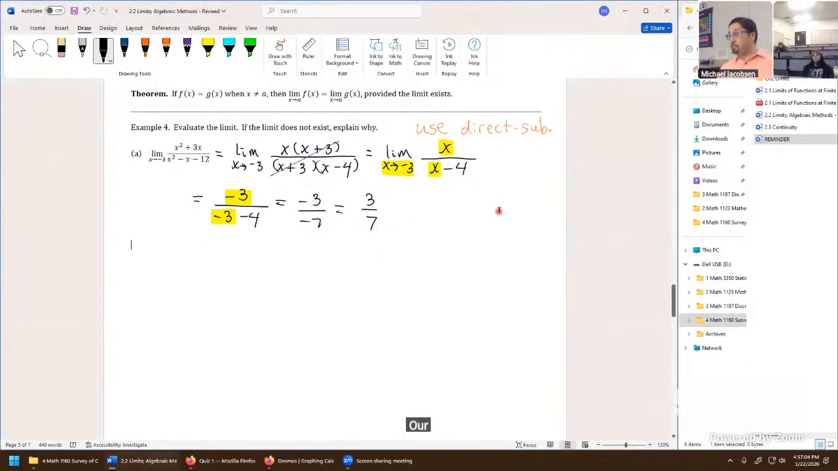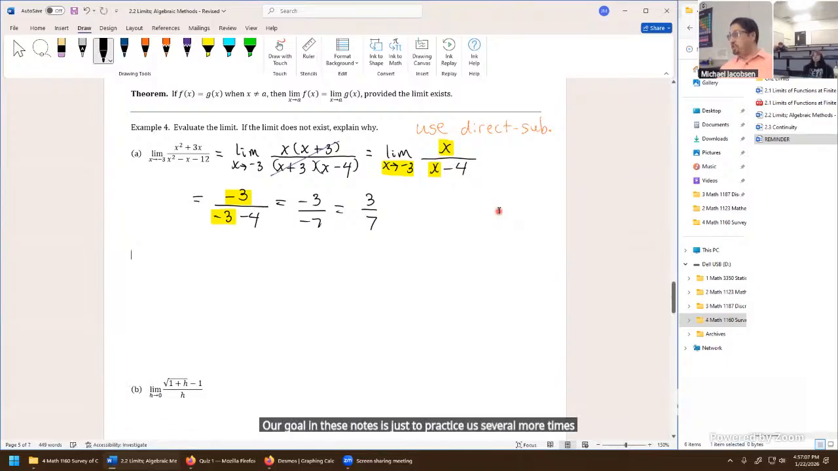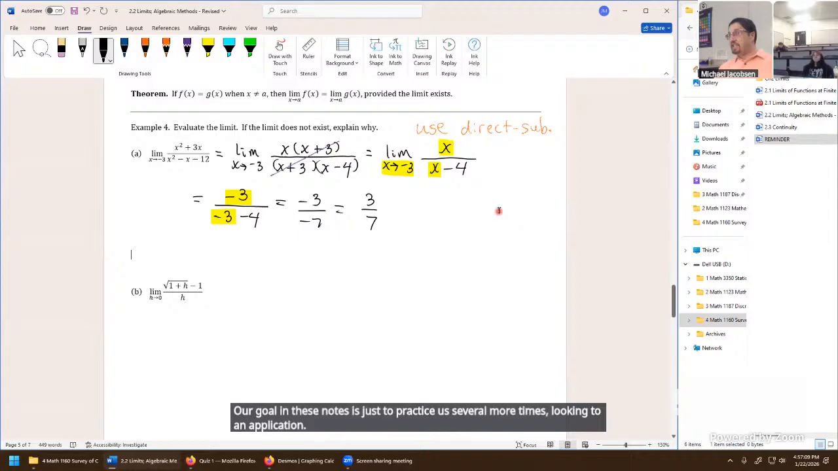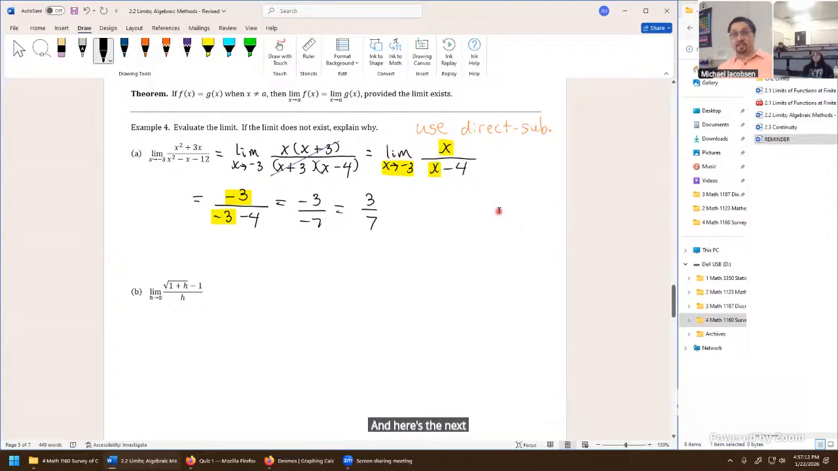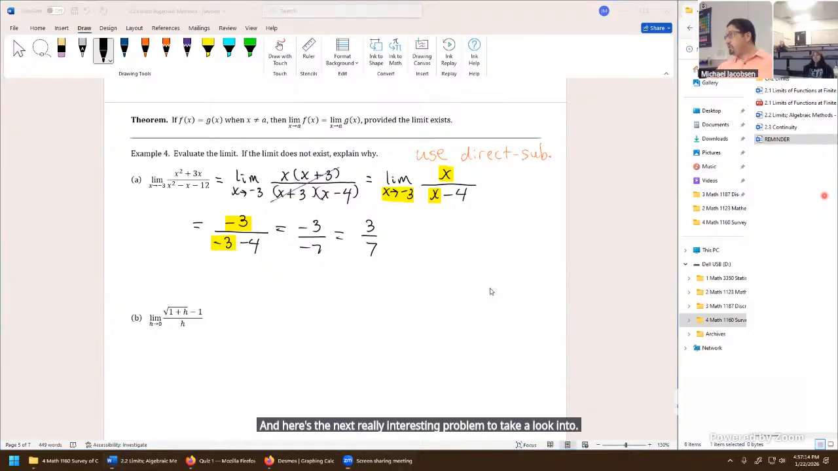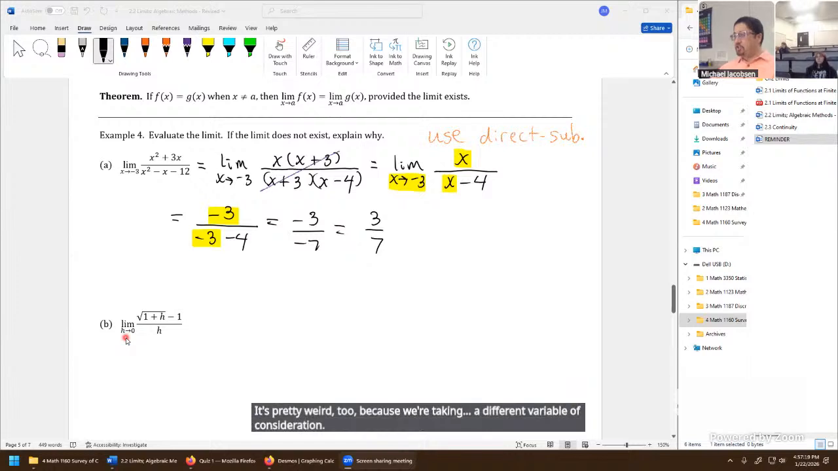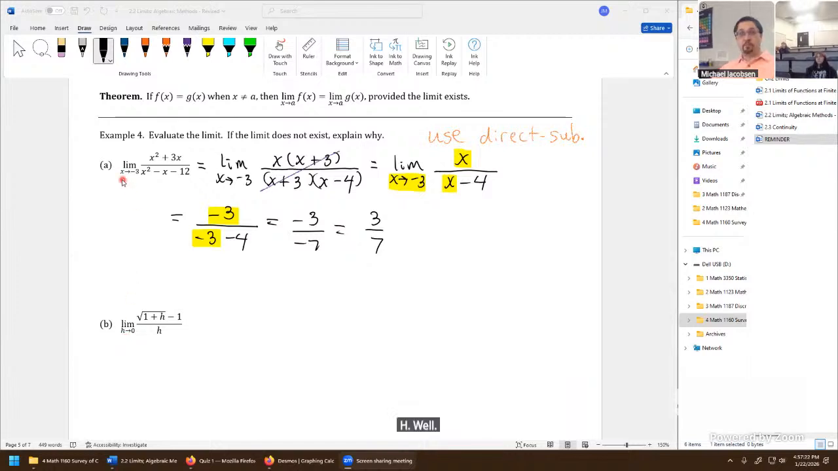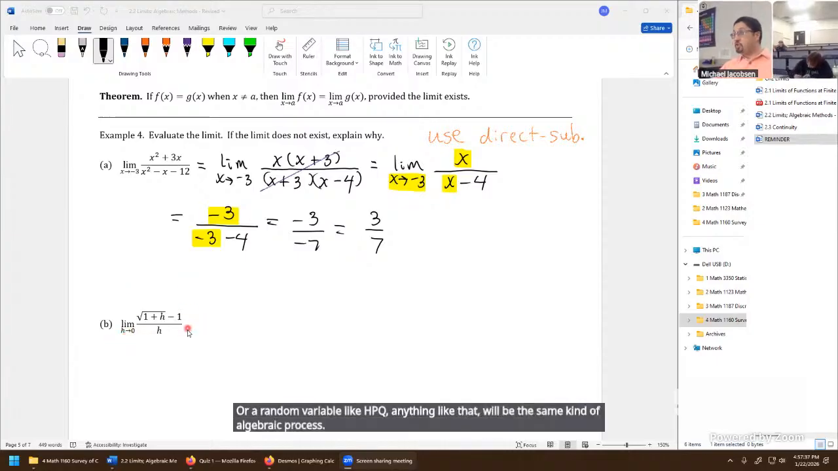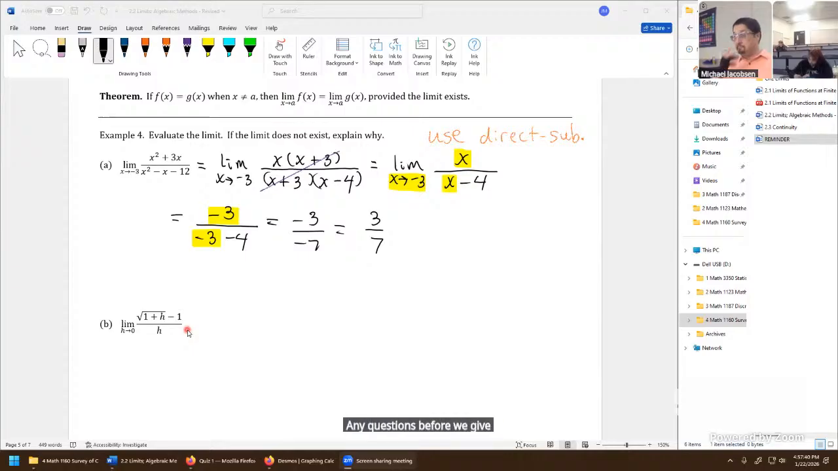Our goal of these notes is just to practice this several more times, looking to an application. And here's the next really interesting problem to take a look into. It's pretty weird too, because we're taking a different variable of consideration, h. Well, it could be any variable. It could have been y tends towards -3, and you have y's here. It could be an x. I just happen to like x's, so we see that a lot. Or a random variable like h, p, q, anything like that will be the same kind of algebraic process. Any questions before we give this second one a try?